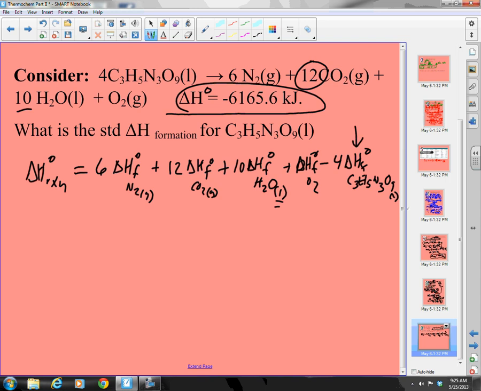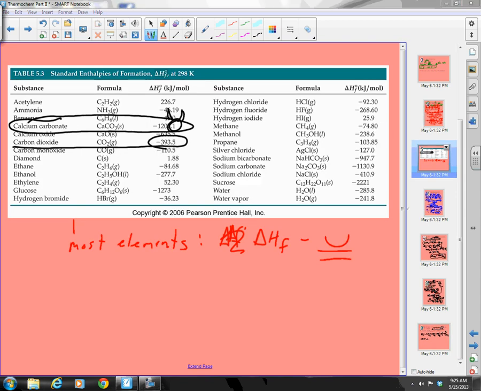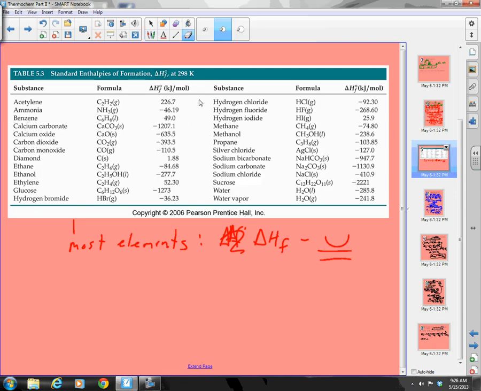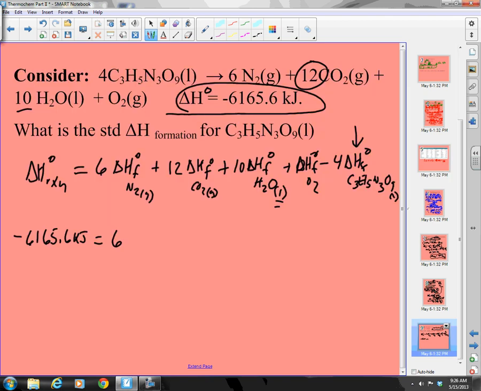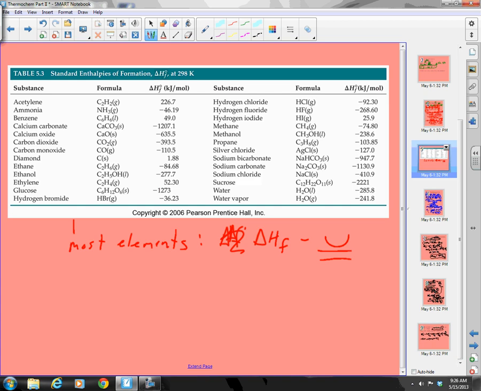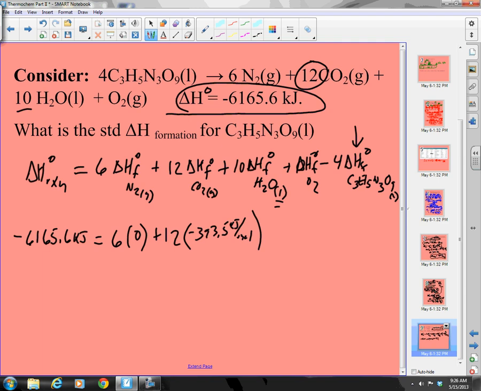So all we have to do is start throwing in numbers. 6165.6 kilojoules is equal to 6 times delta H formation of nitrogen. I look back here. I don't see anything on nitrogen, so we're going to assume that it is 0 because it is an element. So this is 6 times 0 plus 12 times for my carbon dioxide gas. I think it's 393.5 kilojoules per mole. Let's see if I'm right on that. Carbon dioxide gas, 393.5. My memory is not failing me yet.